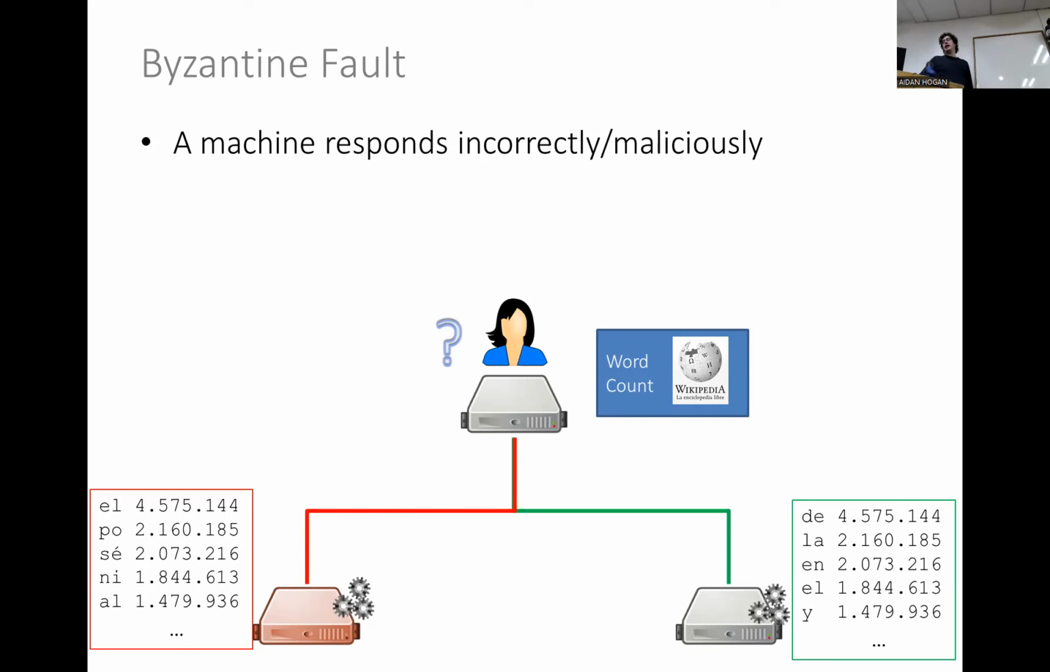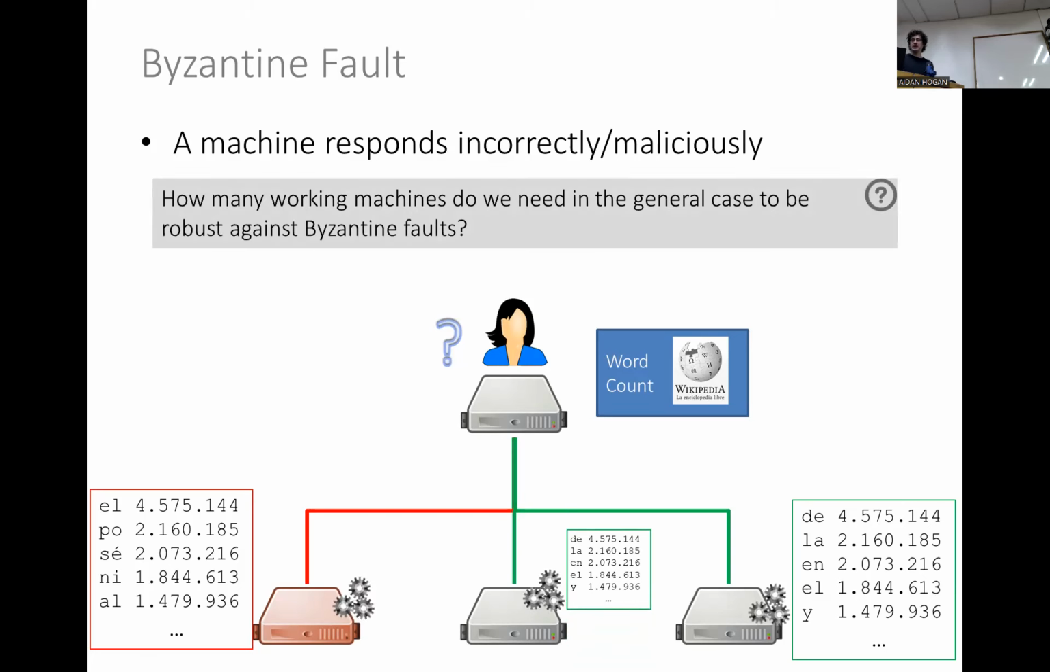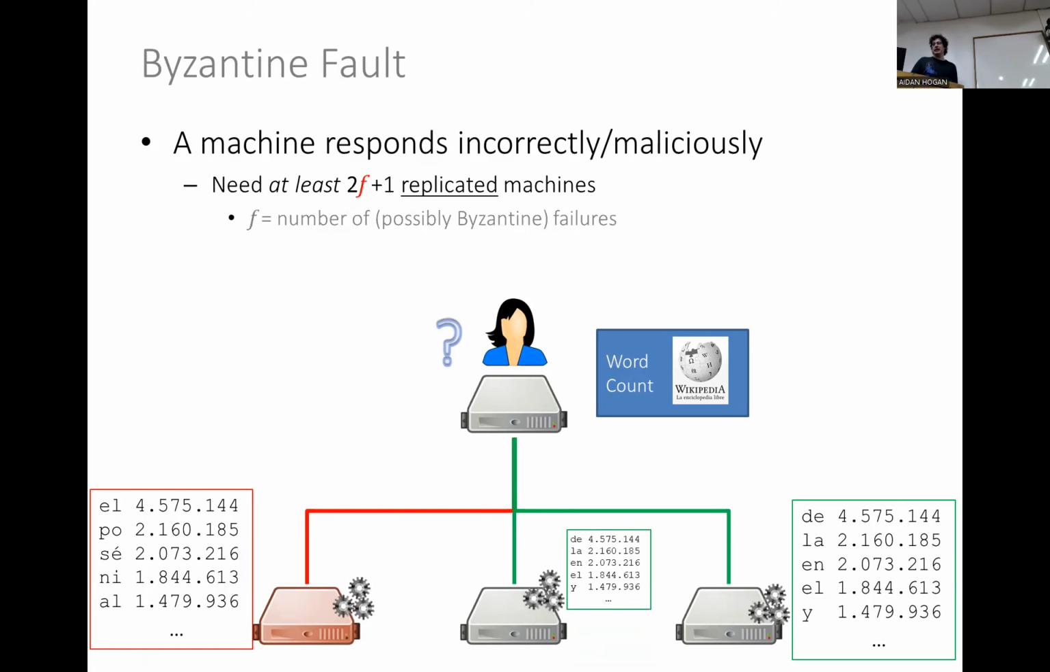And if we take F equals 1 here, it would be 2F plus 1. So in this case, we have F equals 1 and we need 3. In the general case, what we're going to need is 2F plus 1. So if we have 3 machines, we know that there is at most 1 Byzantine fault, then we're fine. How many working machines do we need in the general case to be robust against this? We need at least 2F plus 1 replicated machines.